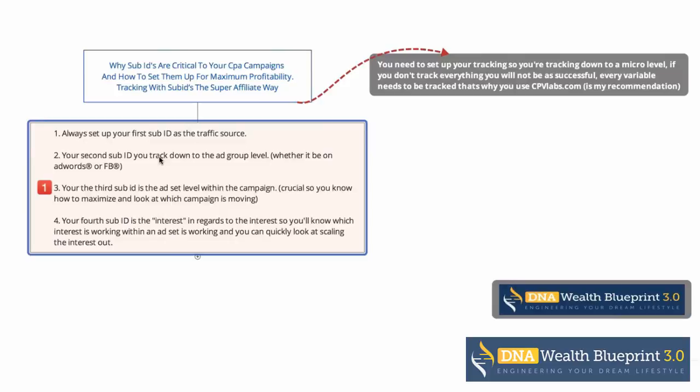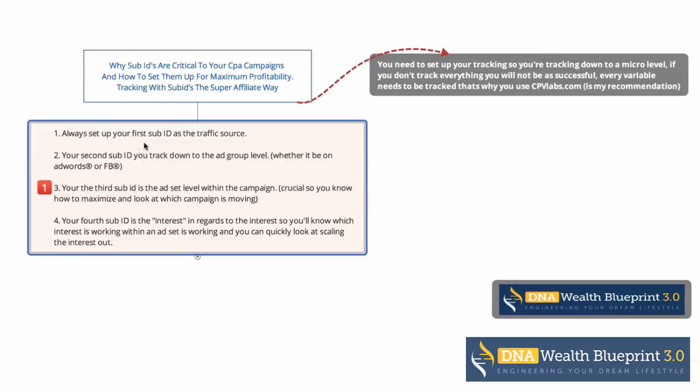The reason why sub-IDs are so important is you have to understand, if you don't track, you don't know. If you are not tracking every variable possible, that is money that you're leaving on the table. And when you're trying to scale your campaigns, that is a lot of money that you're leaving on the table. So let's get into it.